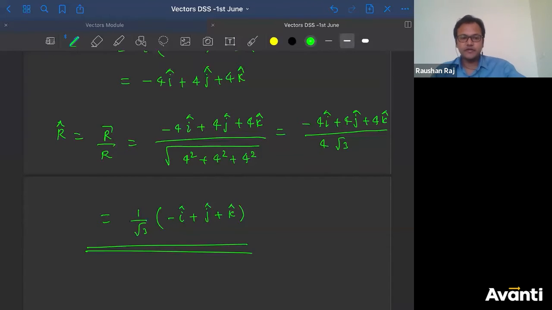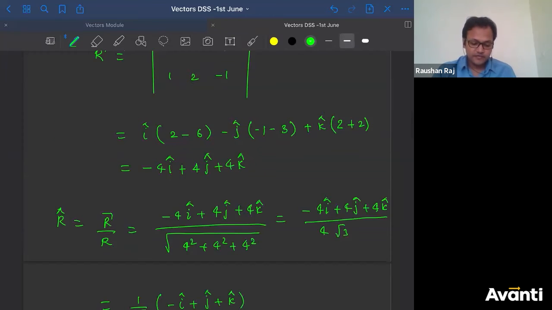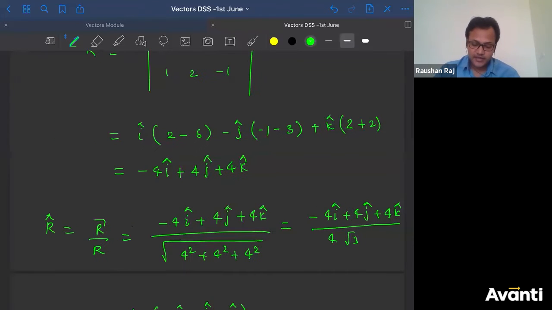So this is the unit vector. Got it, guys? This is one of the applications of the cross product. If you have to find a vector or a unit vector which is perpendicular to two vectors, find the cross product between them and then find the unit vector. That is the answer. Got it, guys?